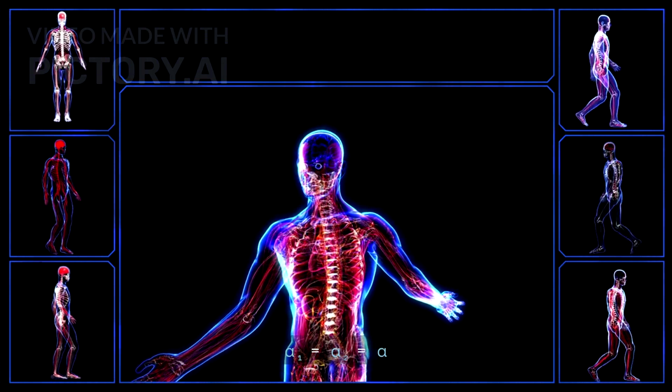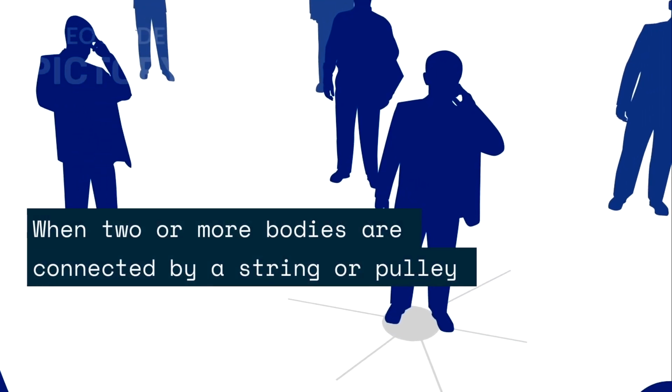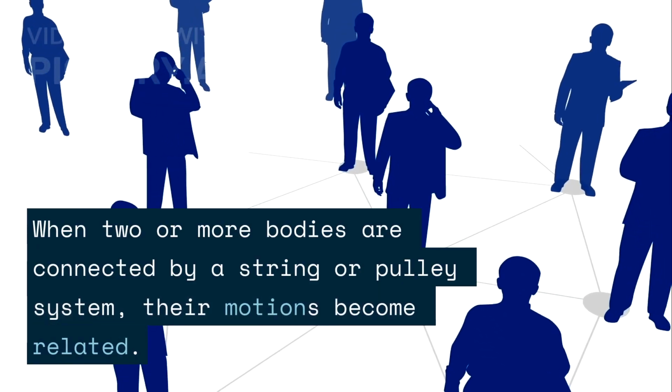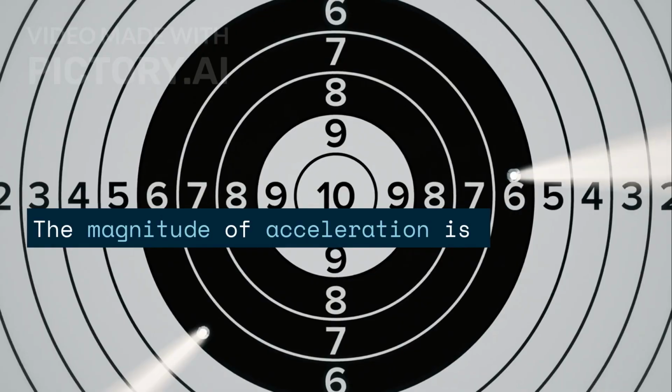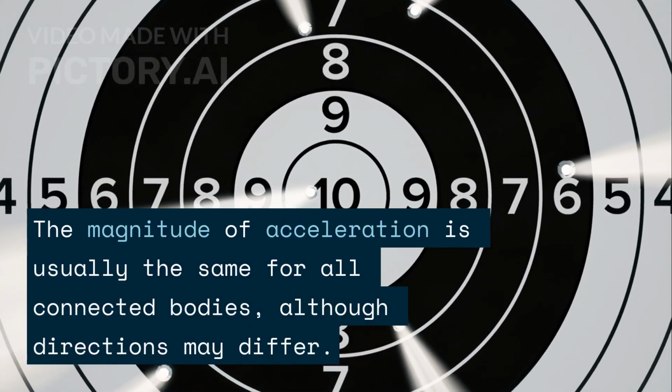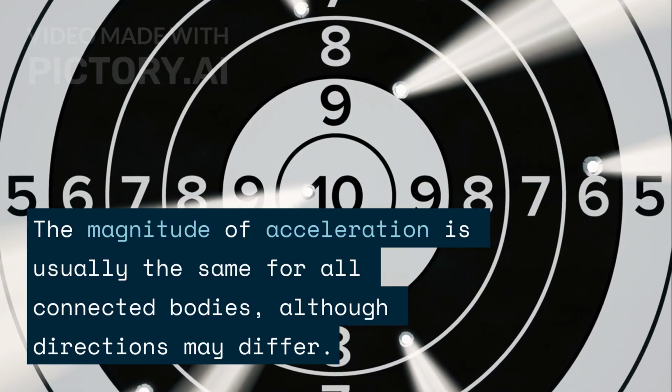Connected bodies. Condition: a1 equals a2 equals a. When two or more bodies are connected by a string or pulley system, their motions become related. The magnitude of acceleration is usually the same for all connected bodies, although directions may differ.